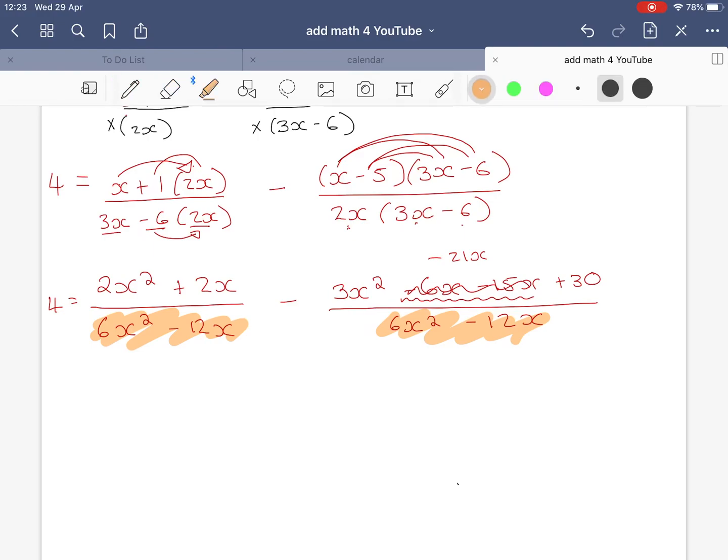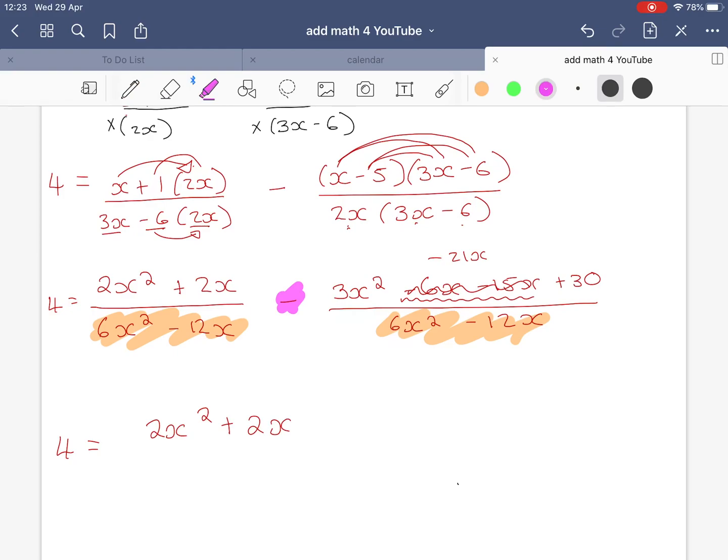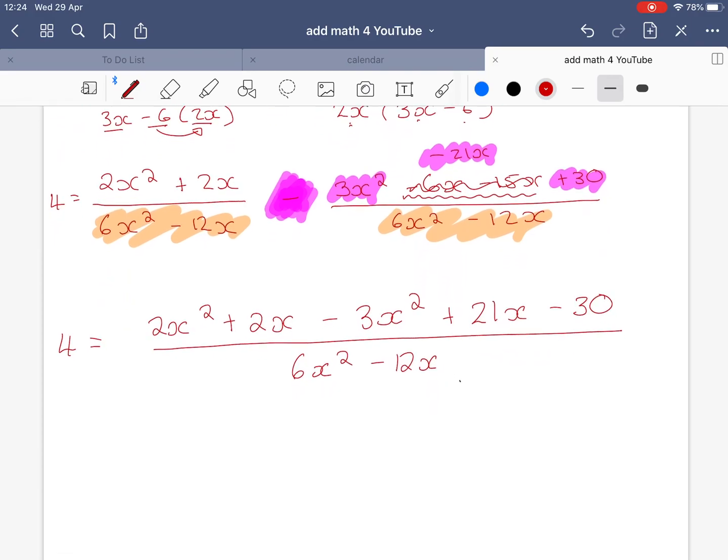Now this is going to be the trickiest bit because you do have a negative here, so be very, very careful now. So this first one stays the same. So we still have 4 equals 2x squared plus 2x. We then want to minus 3x squared. So I'm going to put minus 3x squared. We then want to minus 21x. Now when you put minus minus 21, that would be plus 21x. And then we want to minus positive 30. So we're taking away 30. And the denominator stays as 6x squared minus 12x.